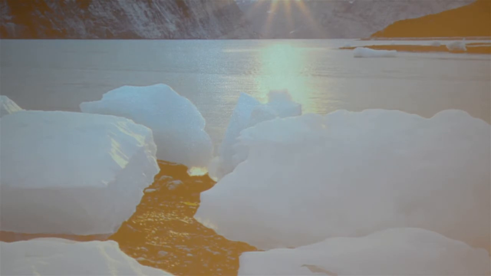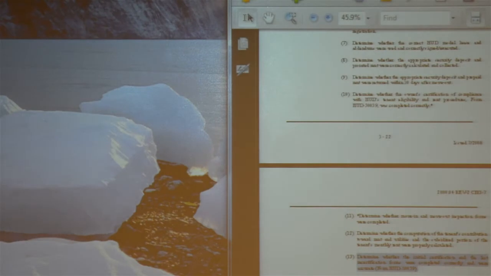Oh, that's the old one. Sorry, I've got to get the right one up. Okay, so here's the audit guide.